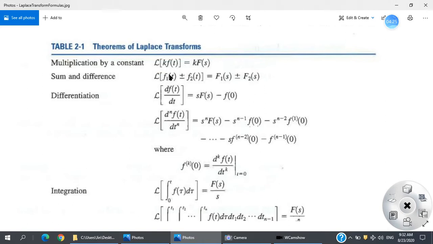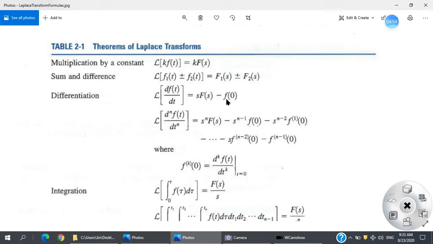So here are the theorems of the Laplace transform, right? The first two are the linearity features of the Laplace transform. When you multiply by a constant or you do summation or subtraction of signals, then in the S domain, you have the same thing. Here is also times K, this times K, and here's plus minus, this is also plus minus. So this is the linear feature of the Laplace transform. So we know this is a linear transform.